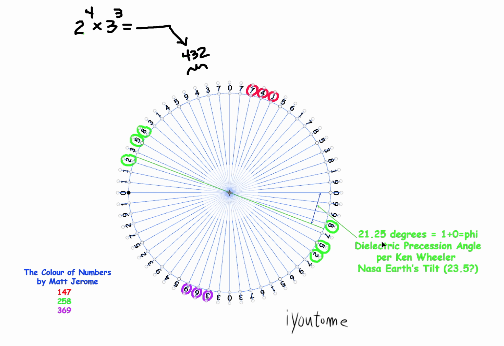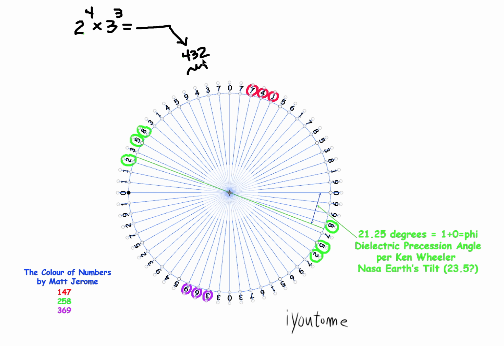And lo and behold, the dielectric precession angle per Ken Wheeler is 21.25, which adds up to 10, which is 1 plus 0, which is 5. So NASA's Earth tilt says 23.5. Ken Wheeler says 21.25. I believe him. He shows the math on how to get there. All right. So there's something beautiful here.